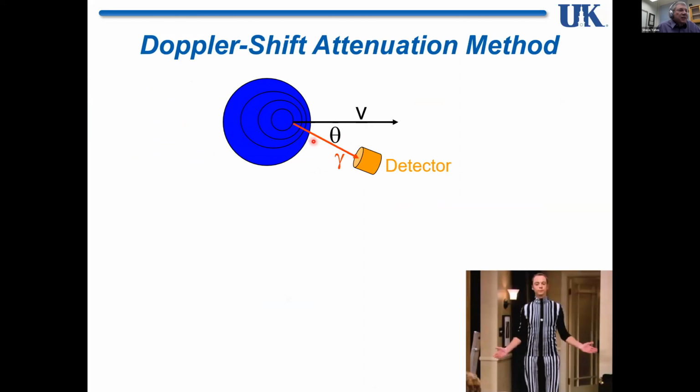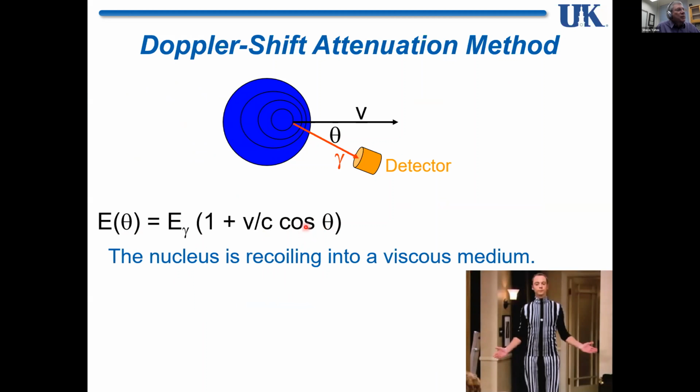If you have a detector at some angle theta, then the energy that you see for the photon is the rest energy plus this shift. It's a well-known Doppler shift. But the nucleus is recoiling into a viscous medium. That viscous medium is the other nuclei, and so it's slowing down. So this is a time-dependent velocity.